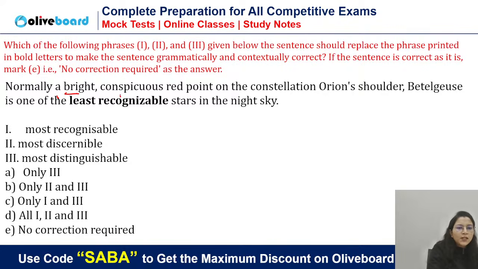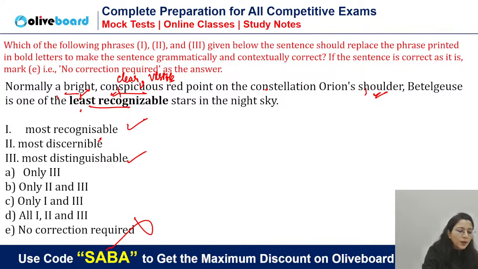Normally, a bright, conspicuous word is given. Conspicuous basically we call clear, visible. Red point on the constellation Orion shoulder. Betelgeuse is one of the least recognizable or most recognizable. See, if something is bright, if something is clearly visible, because conspicuous basically we call clear, visible, so it cannot be least recognizable. So contextually we can eliminate that option. Now, one of the most recognizable, discernible, distinguishable, all these can be the synonyms. So simply the answer will be D, all one, two, three.